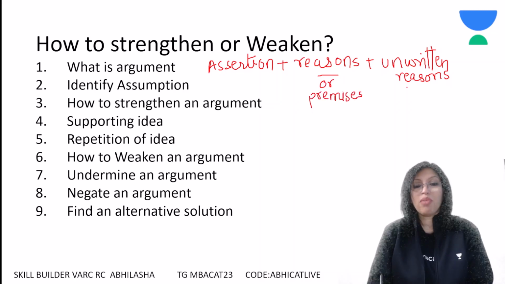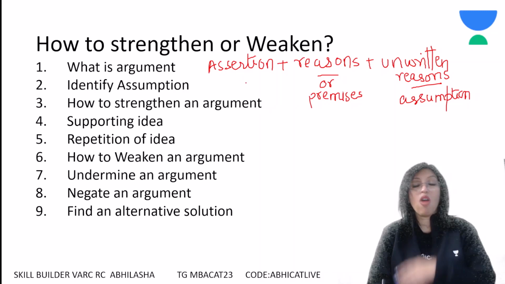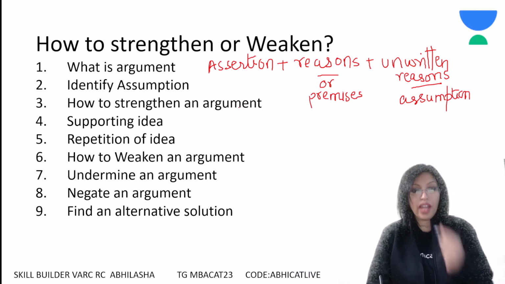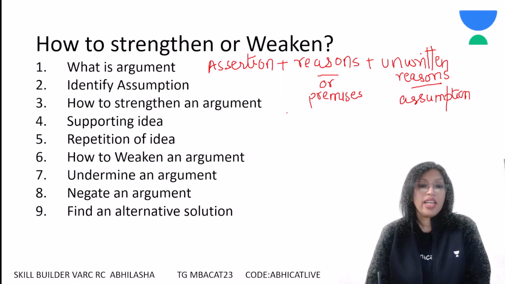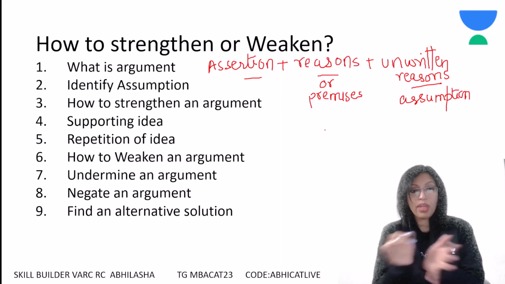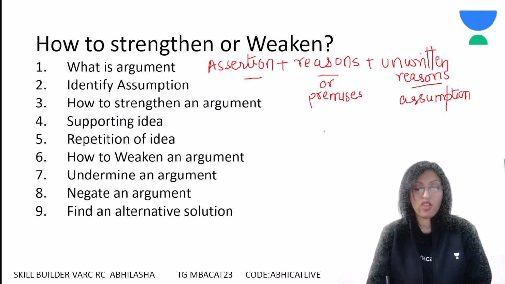And then you have some unwritten reasons or assumptions. All of these added together form an argument. So what the writer wishes to tell you is his assertion along with his reasons, both written and unwritten. So the combination of these three is called an argument. Okay, so let me write it down.